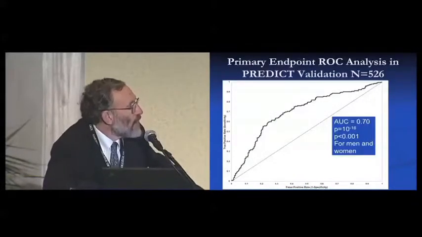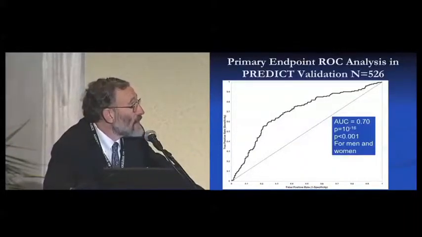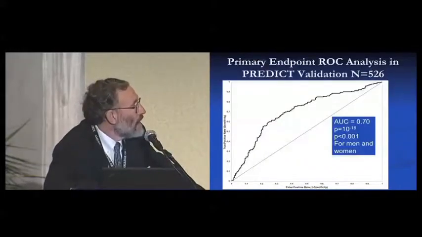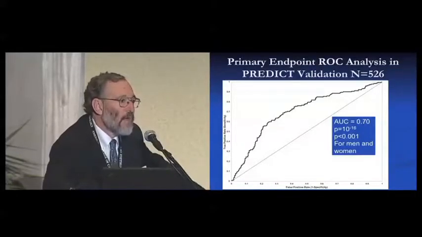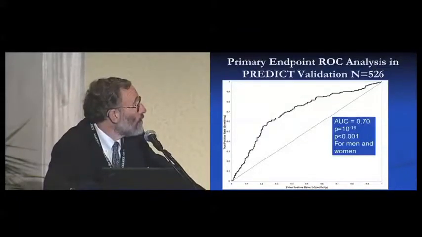And so when you look at the primary endpoint in the validation study, what you see is that the overall result is one that's highly significantly better than random. And importantly, the p-value for both men and women were independently significant. So both arms of the algorithm, as I showed you on the earlier slide, both work well.